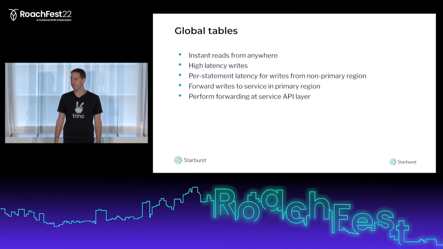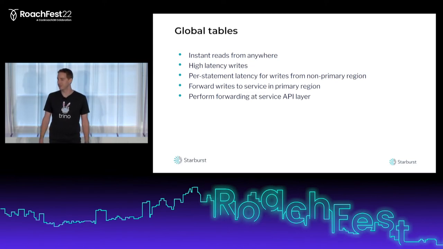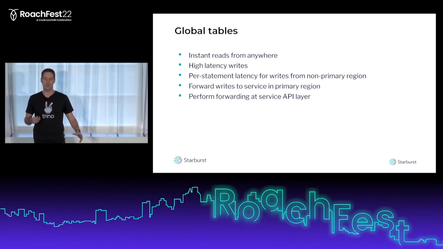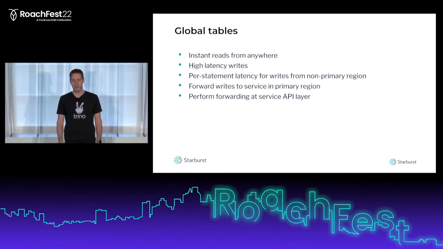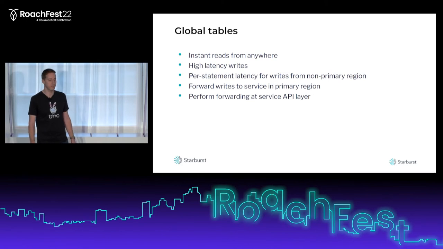If you're going from the US to Asia, there's like 80 to 100 milliseconds of latency that is going to be there no matter what. So you need to make trade-offs in your application and just think about how you're going to deal with that. And Cockroach gives you those tools to deal with it.